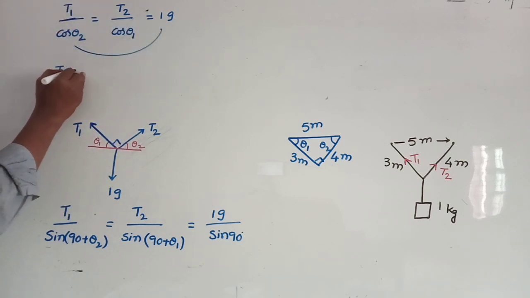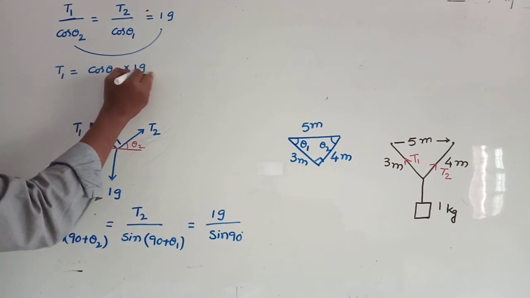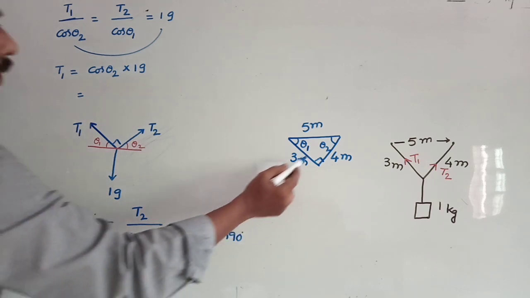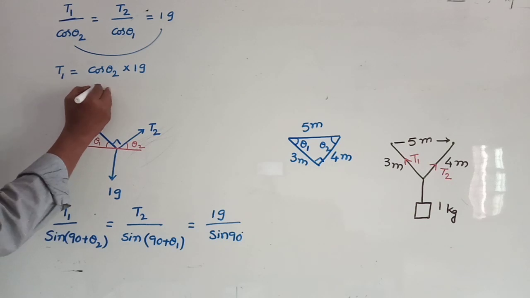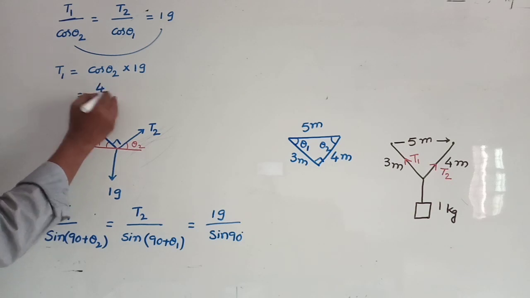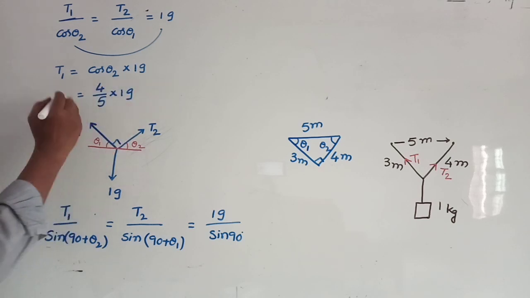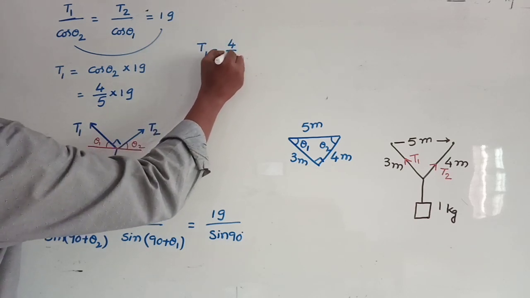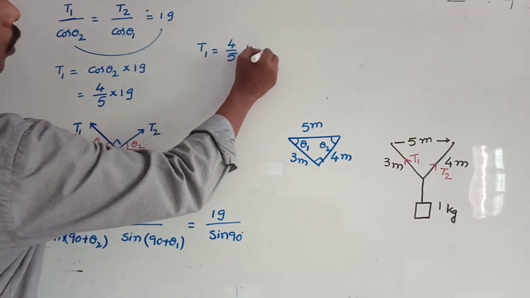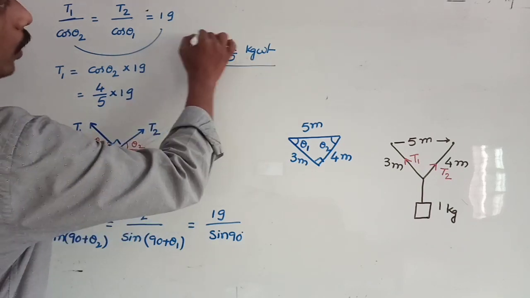From this we can get T1 is equal to cos theta 2 into 1g. Cos theta 2 is equal to adjacent side by hypotenuse. So we can write adjacent side is 4 divided by hypotenuse 5 into 1g. From this we can write T1 is equal to 4 by 5 kg weight. 1 kg weight is equal to 1 kg into g. So T1 value in kg weight we can get.